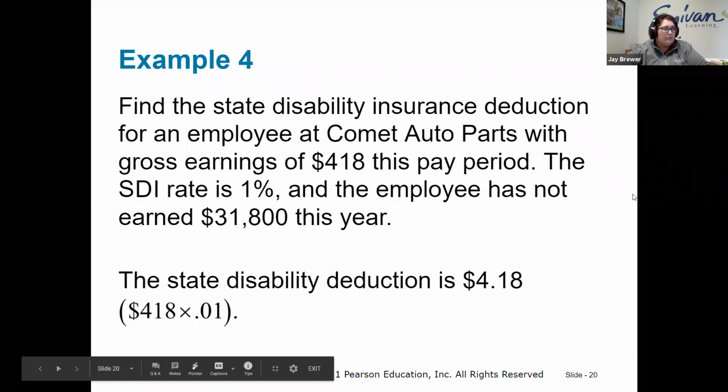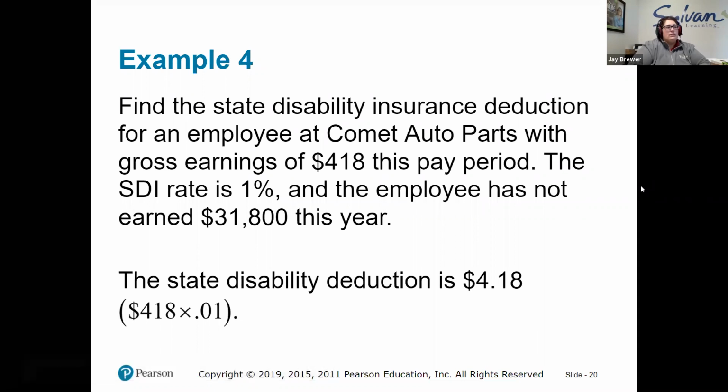Okay, so let's look at this example 1. Find the state disability insurance deduction for an employee at Comet Auto Parts with gross earnings of $418 this pay period. The SDI rate is 1% and the employee has not earned $31,800 this year. It's literally 1%. You move the decimal point. $4.18.